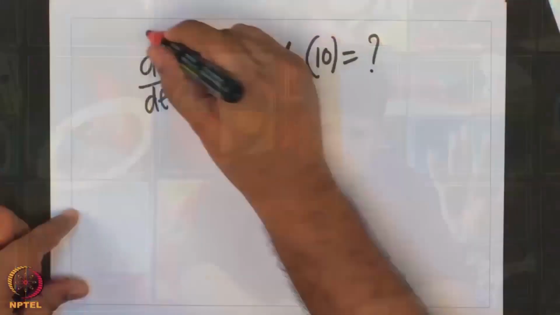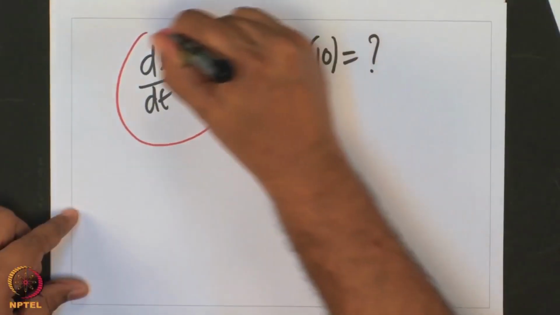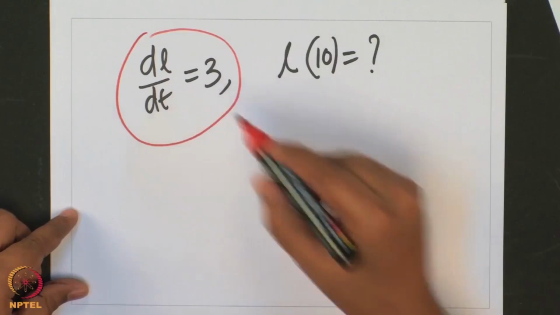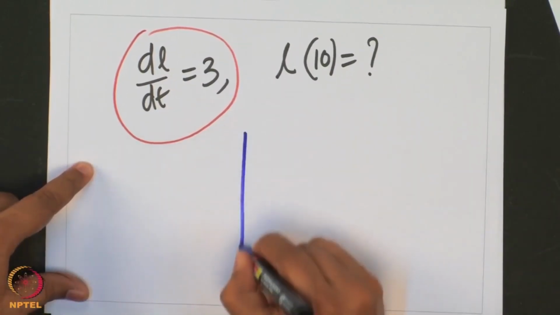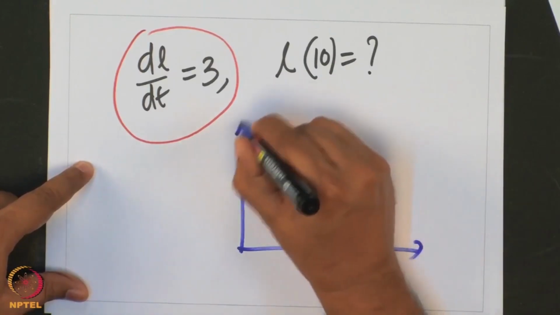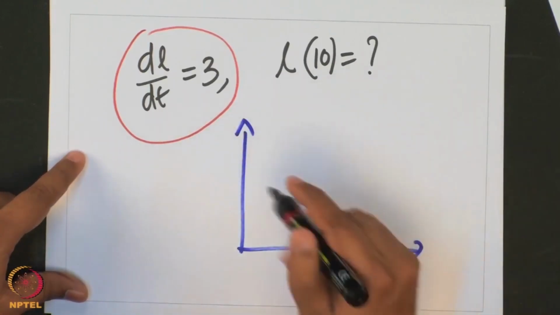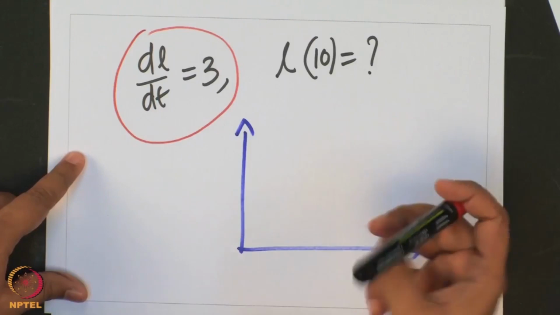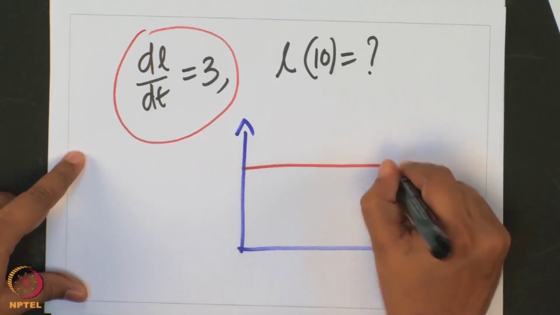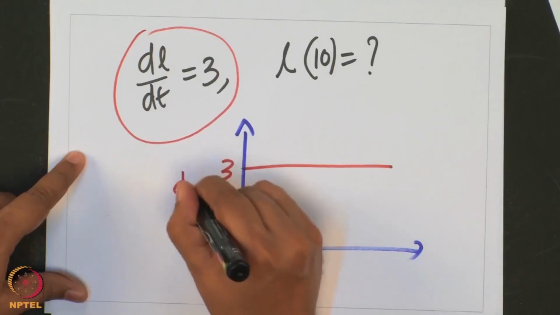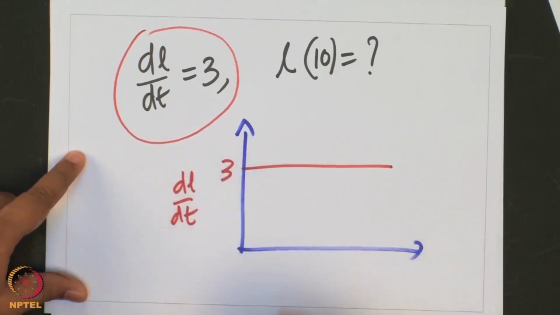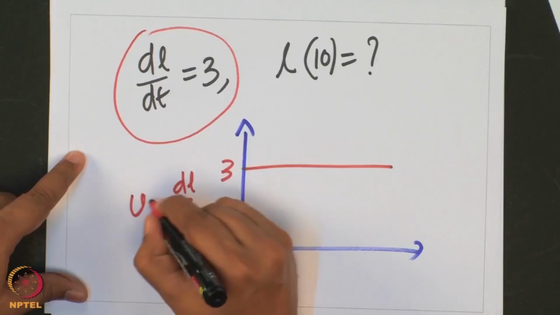It turns out that the way to do this graphically is to plot this function. If I consider dl by dt as my function, I can plot it. So let us plot dl by dt. So this is 3. This is my dl by dt. This is my slope function. This is nothing but my velocity function.